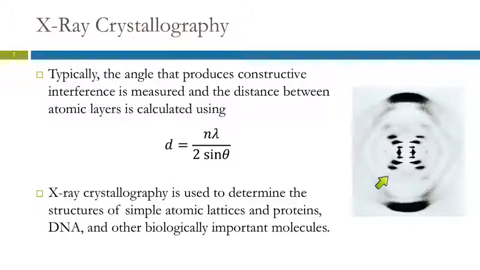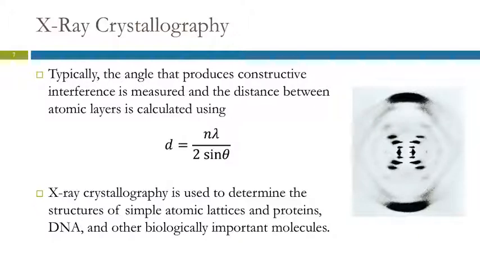This would be an X-ray crystallograph. I don't know. I shouldn't have even started that sentence. So typically what you do is you vary the angle until you find one that produces constructive interference. You measure that angle, and then you can calculate the distance between the layers. You know the wavelength, and you're measuring theta, and n could be any integer.